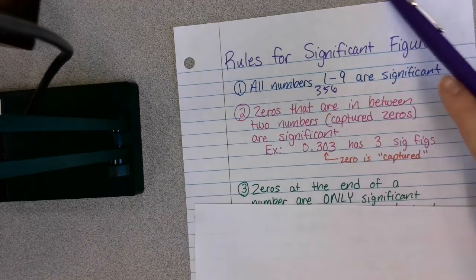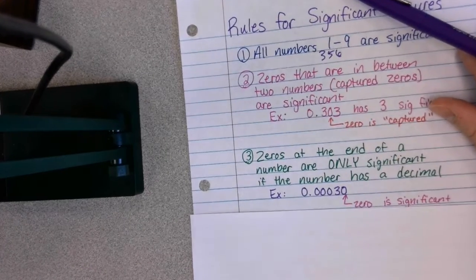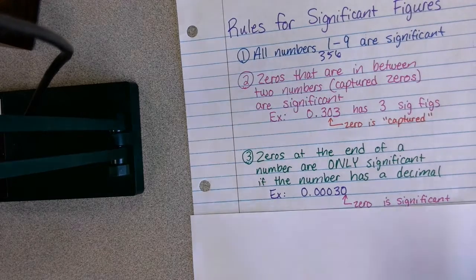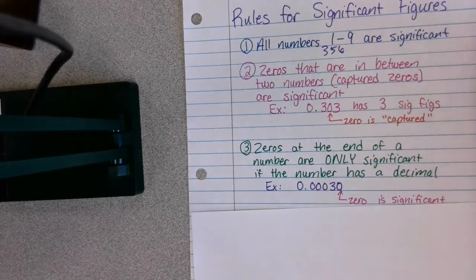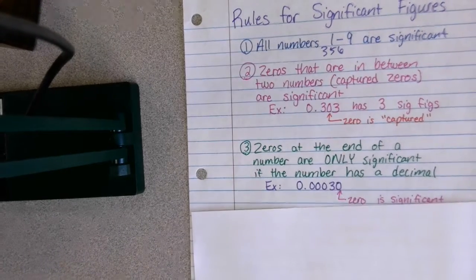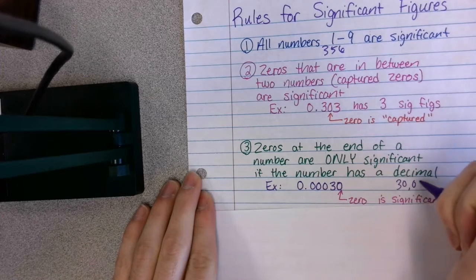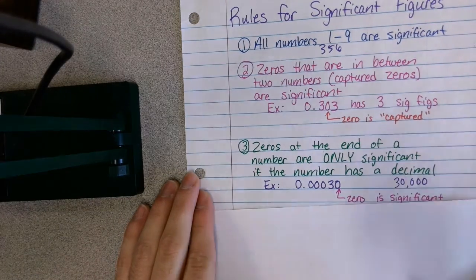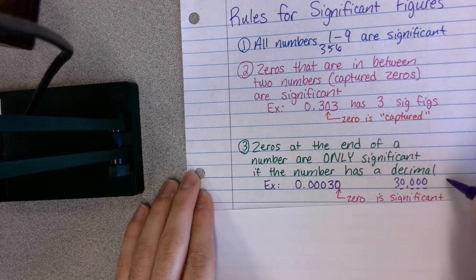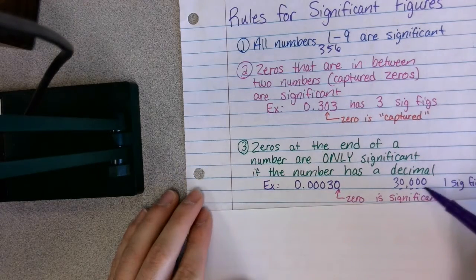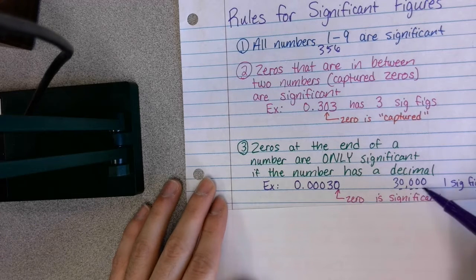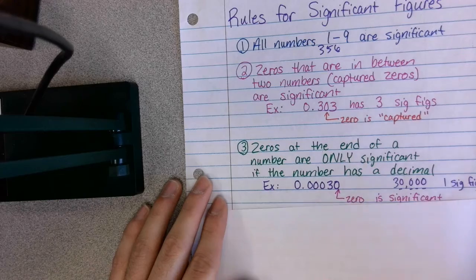The third rule states that zeros that are at the end of a number are only significant if the number has a decimal. So for example, this one is 0.00030. This 0 at the very end is significant because the number has a decimal. If we had the number 30,000, like this, these zeros are not significant because there's no decimal. So this number only has 1 sig fig, and I'm abbreviating significant figures. Remember the decimal, there's no decimal here, so the zeros at the end of the number are not significant, so this number only has 1 significant figure.